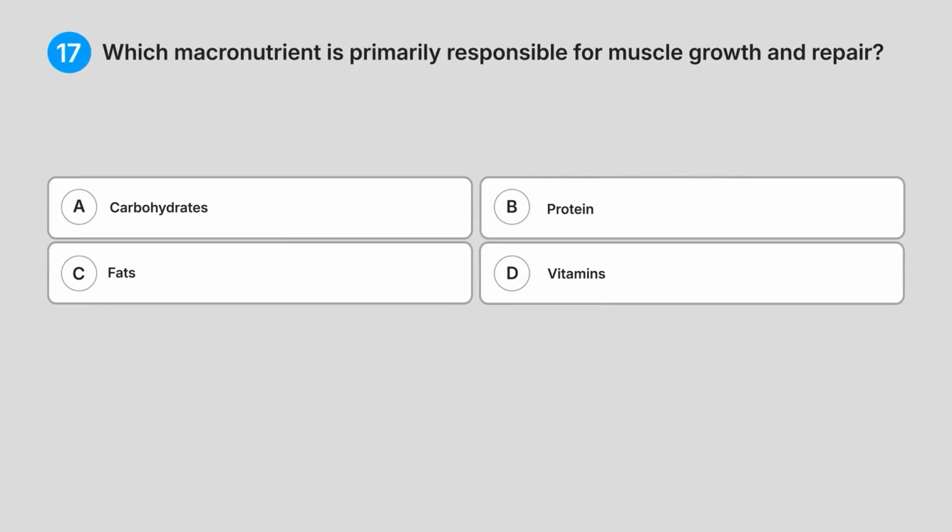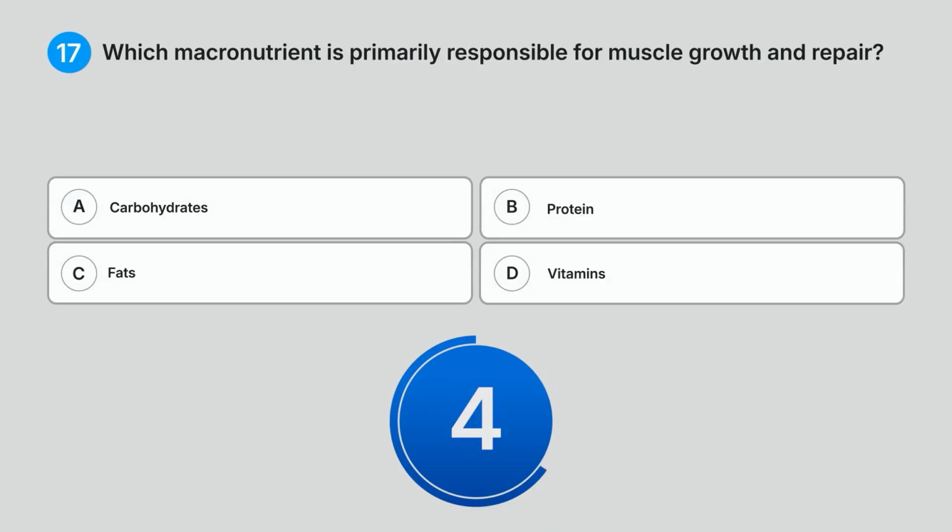17. Which macronutrient is primarily responsible for muscle growth and repair? A. Carbohydrates. B. Protein. C. Fats. D. Vitamins. What do you think is the answer?